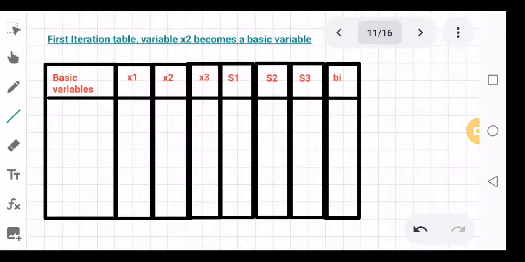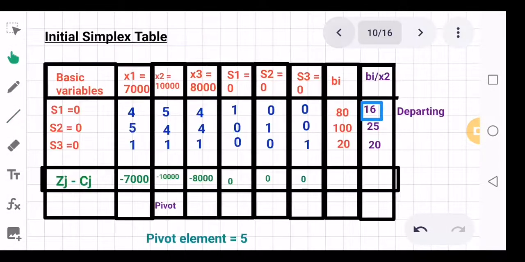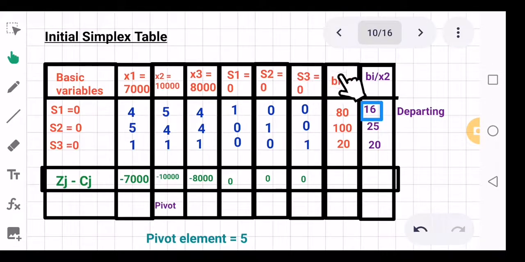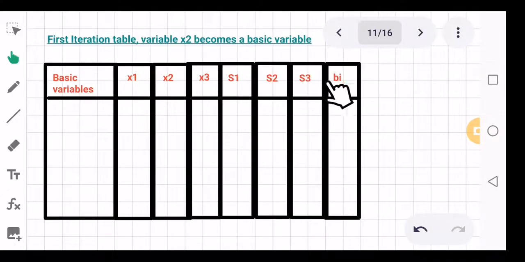Okay, so now I have prepared the same thing. Here the heading was basic variables, x1, x2, x3, s1, s2, s3, and bi. This is what I have prepared.